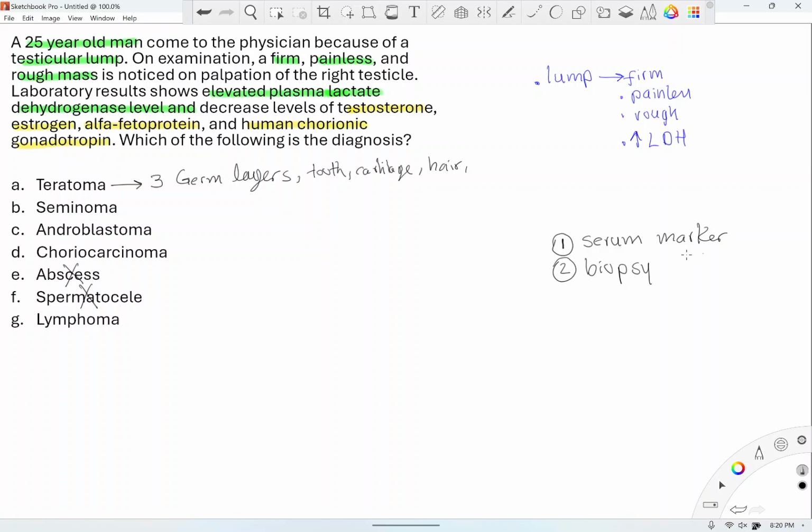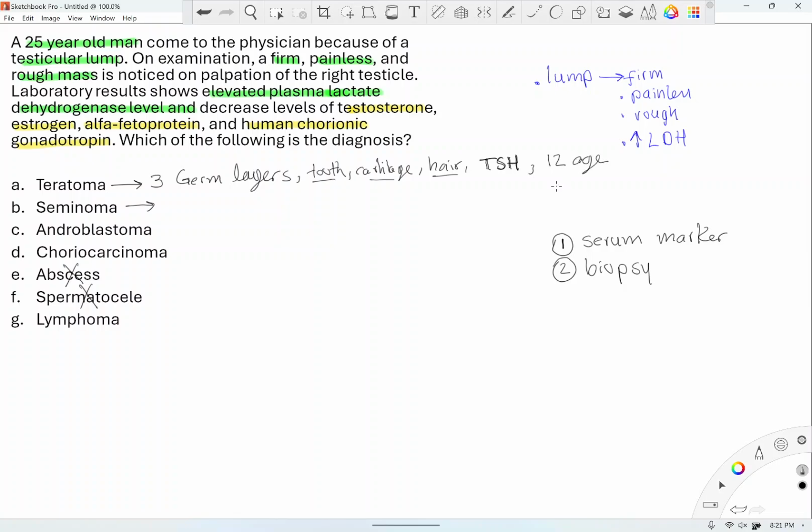So we're going to look for these two things, markers and biopsy. The marker for teratoma will be maybe TSH. Okay, TSH, look for that. And on biopsy, what are you going to find? Hair, tooth, cartilage, or all three germ layers. That's how we differentiate. Teratoma also occurs in teenagers, around the age of 12 or so. Okay, age, look for that too.